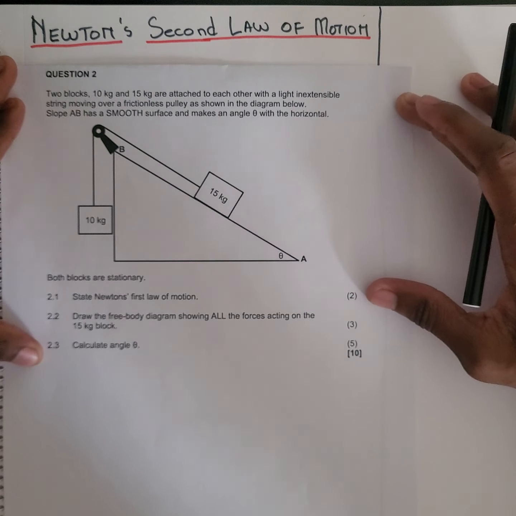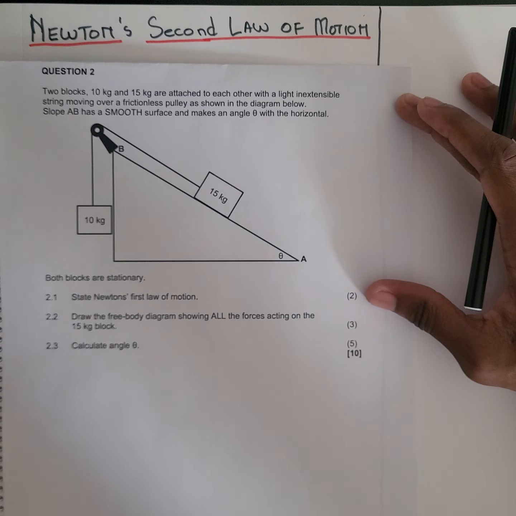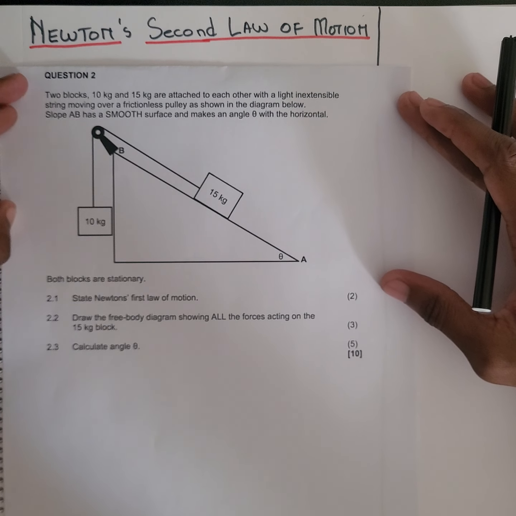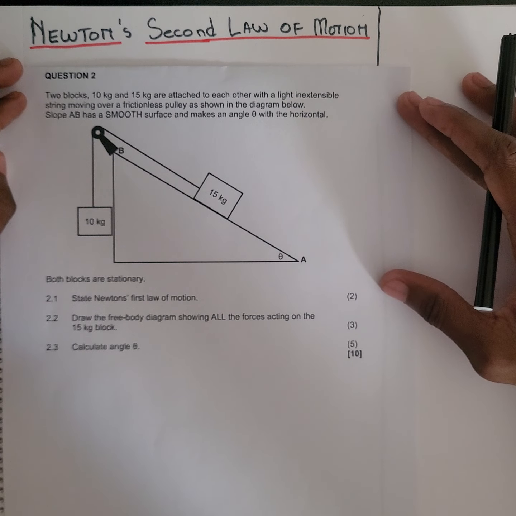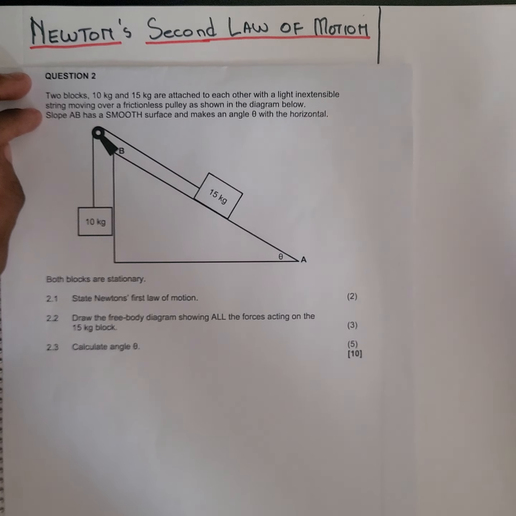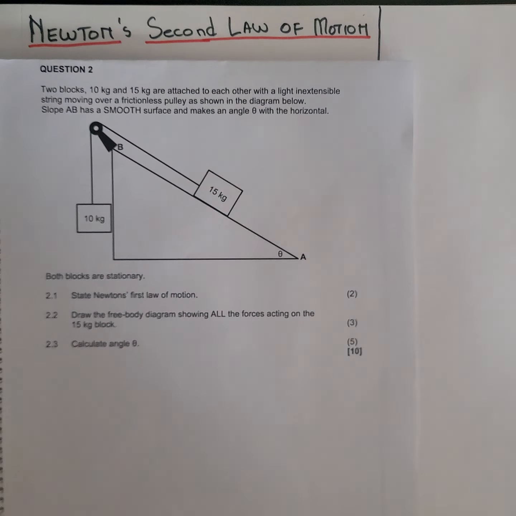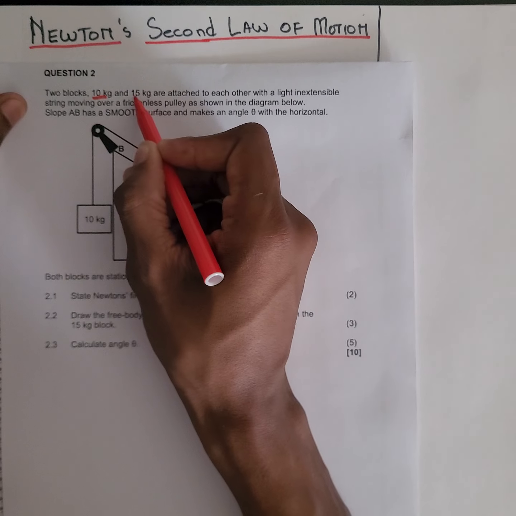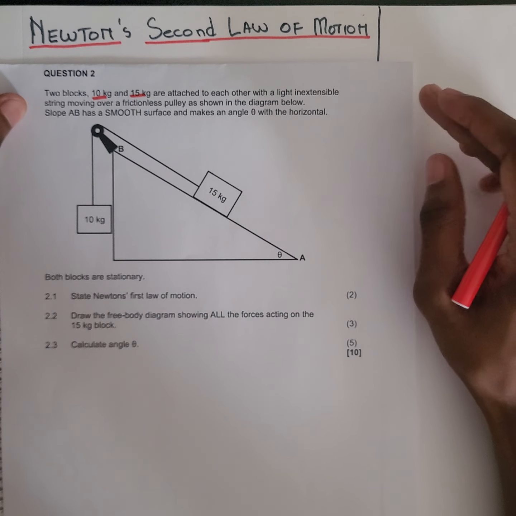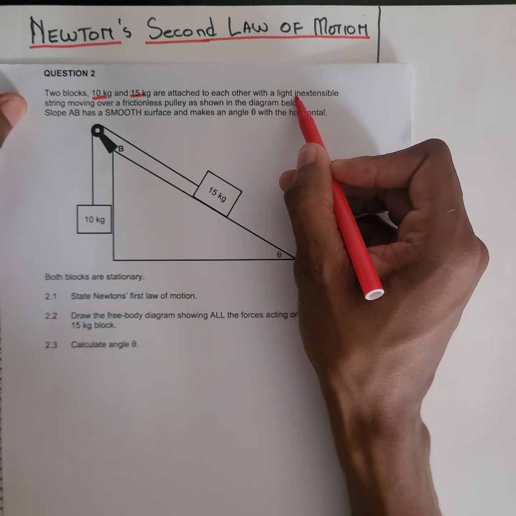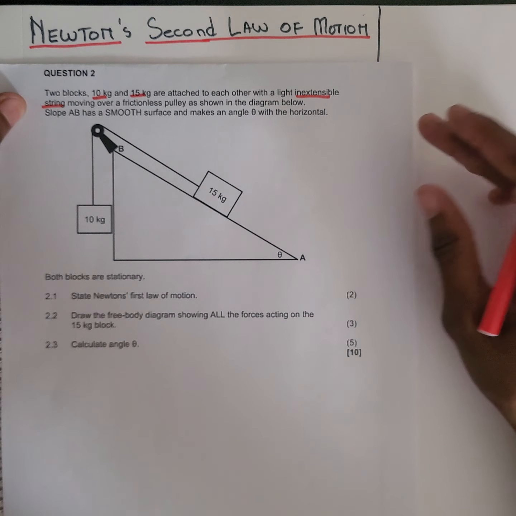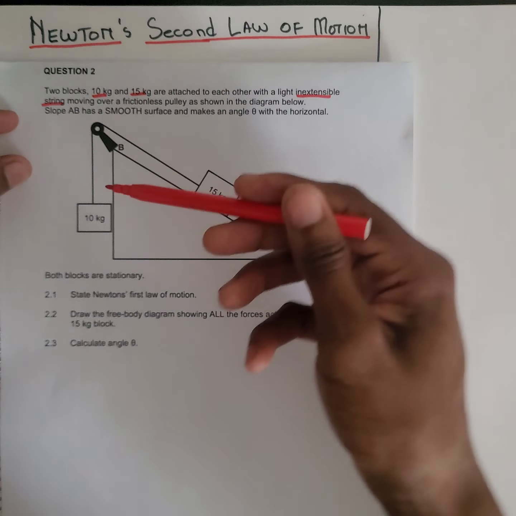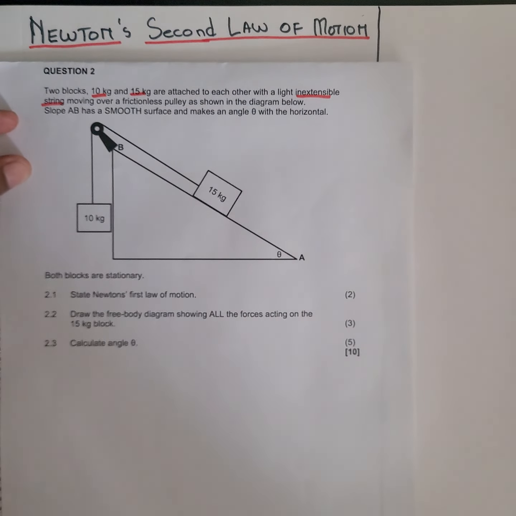It talks about this second law of motion, and I would like us to see the approach to this kind of problem. Let's, without any waste of time, have a look and see what this problem has in store for us. It says the two blocks, 10 kg and 15 kg, are attached to each other with a light inextensible string. Ladies and gentlemen, we have talked about this. An inextensible string just tells me that the tension here will be the same as the tension there.